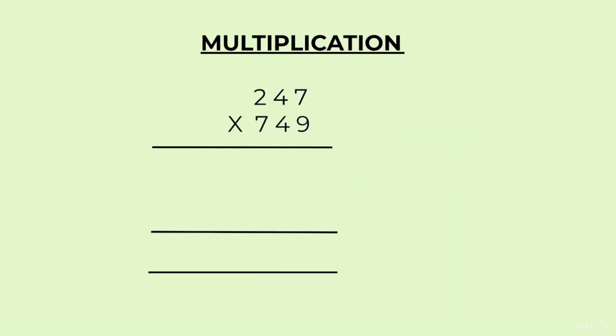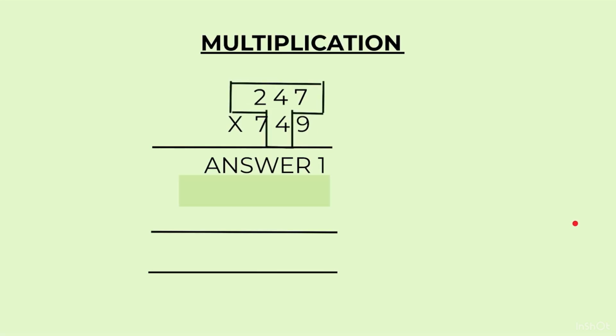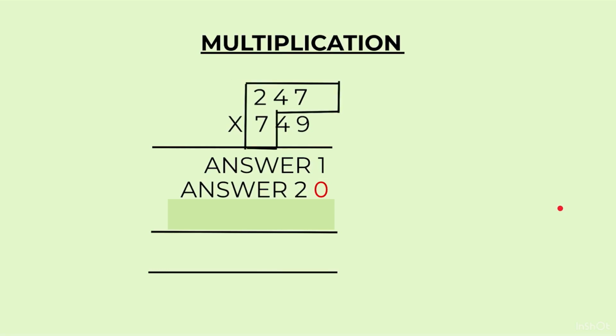Now moving on to multiplying with a 3-digit number. Here the example is 247 multiplied by 749. We will multiply 9 with 247, we will get the first answer. Then we will multiply 4 with 247 and before we write the second answer of multiplication, we will add a 0 here. Then we will go on to multiply 7 with 247.